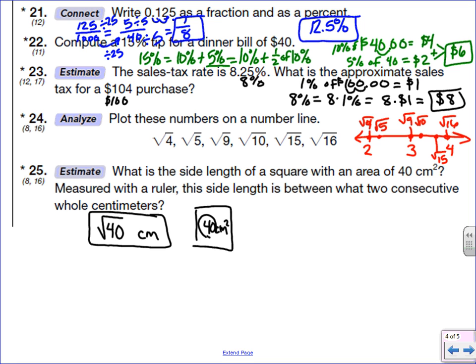Well, the square root of 36 is 6. And then the next perfect square is 49, whose square root is 7. So it's between 6 and 7, because the square root of 36 is 6 and the square root of 49 is 7.